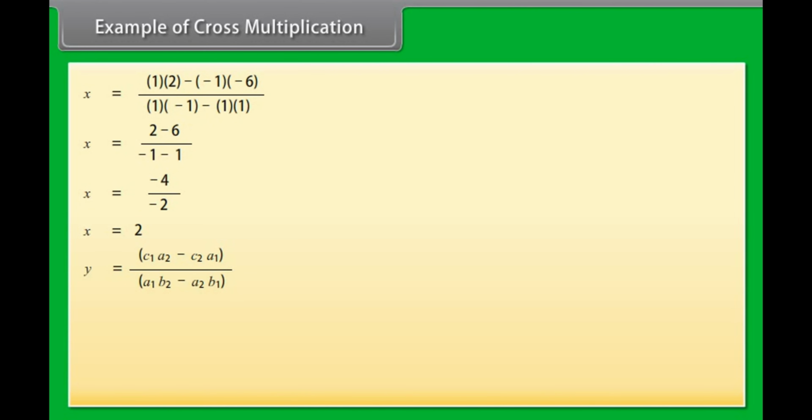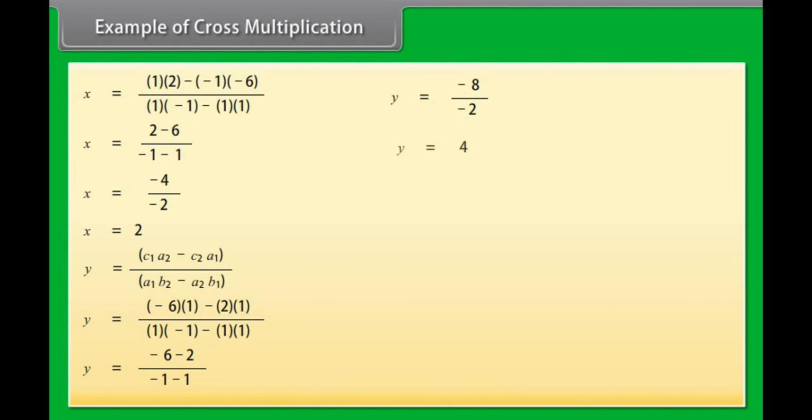y is equal to c1a2 minus c2a1 upon a1b2 minus a2b1. Now by substituting the values we get y is equal to minus 6 into 1 minus 2 into 1 upon 1 into minus 1 minus 1 into 1. By calculating we get y is equal to 4. Therefore the solution is 2, 4.